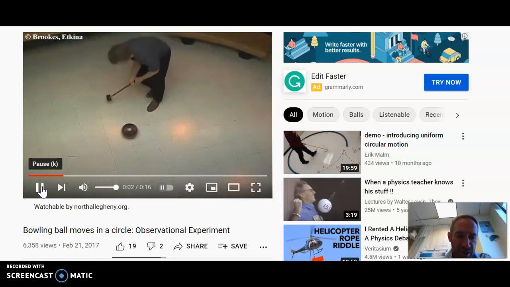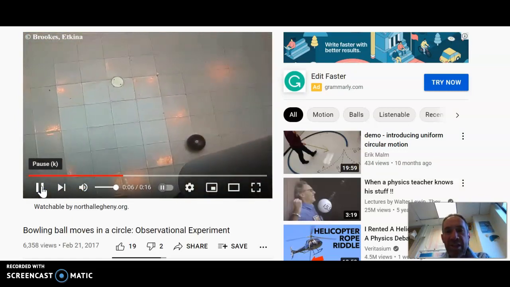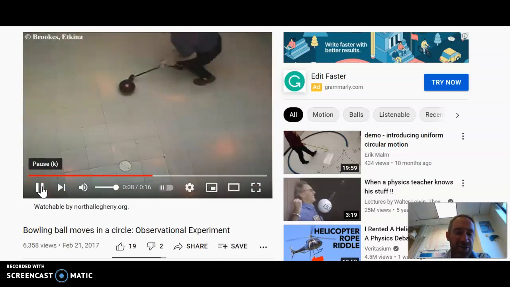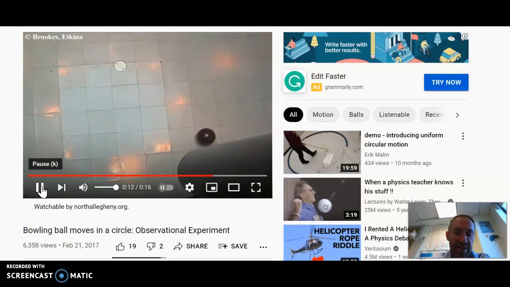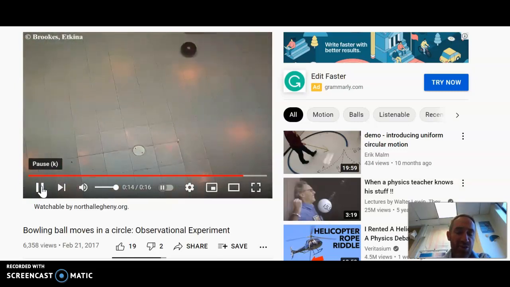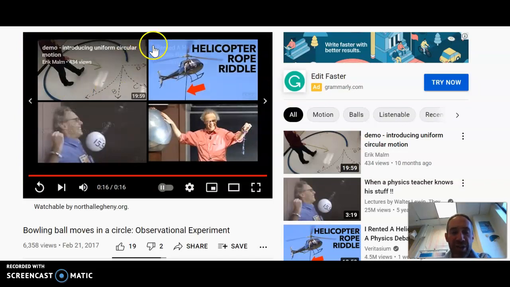There it goes. And see, what has to be done is the bowling ball wants to keep going in a straight line. You'll see that at the end, it will do that. So what he has to keep doing is keep correcting its path by hitting it towards the center. As soon as he stops hitting, see what happened? It stopped moving in a circle.